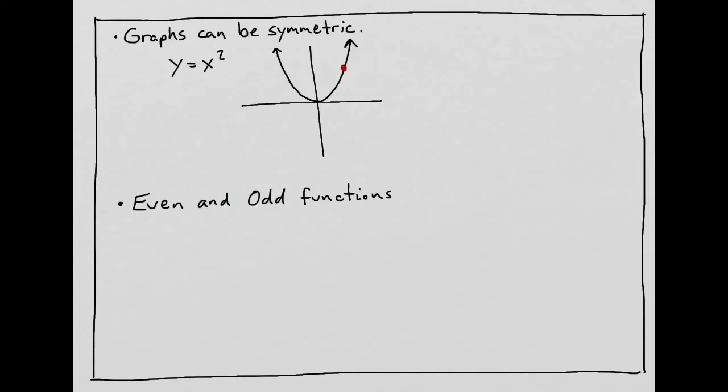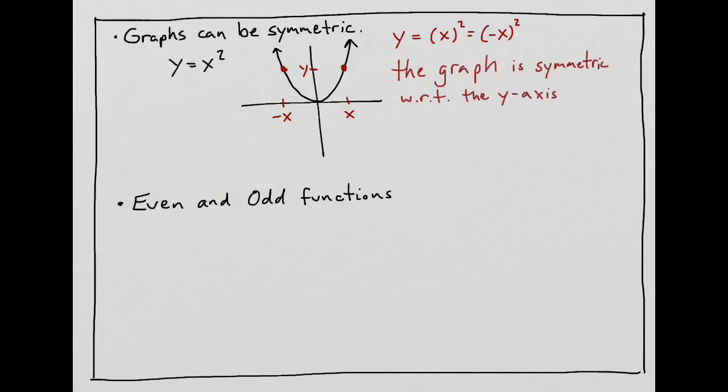And the reason why, if you think about any point on this graph, the x and y coordinates of a given point are going to be partnered with, on the other side of the y-axis, negative x and y. Right, the y value is the same for x squared and negative x squared, because squaring cancels out the negative. So we can say the graph is symmetric with respect to the y-axis.